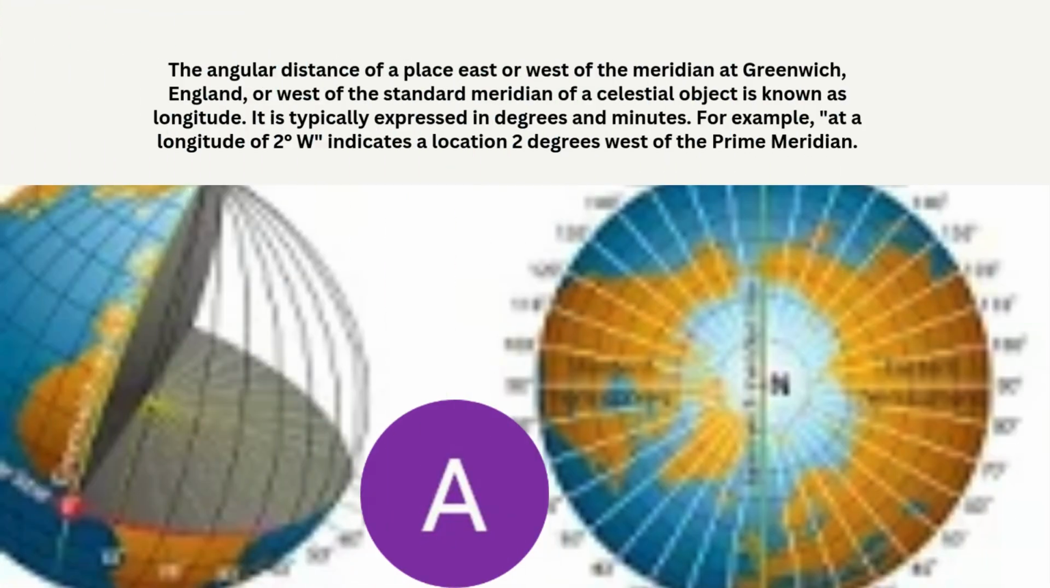The angular distance of a place east or west of the meridian at Greenwich, England, or west of the standard meridian of a celestial object is known as longitude. It is typically expressed in degrees and minutes. For example, a longitude of 2 degrees west indicates a location 2 degrees west of the prime meridian.